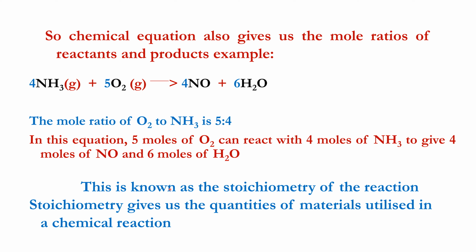So this is also known as the stoichiometry of a reaction. Stoichiometry gives us the quantities of materials that are used in a chemical reaction. As we have seen here, 4 moles of ammonia reacts with 5 moles of oxygen to form 4 moles of NO plus 6 moles of water.